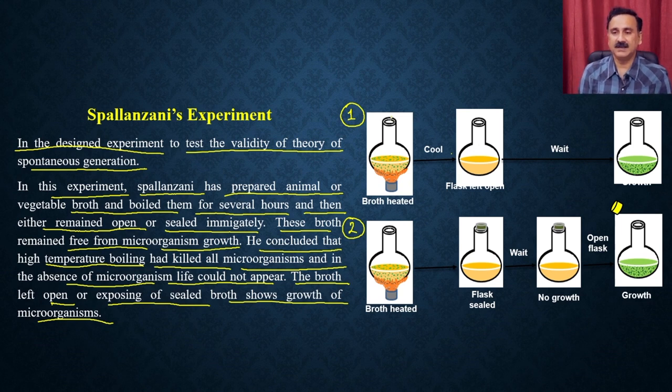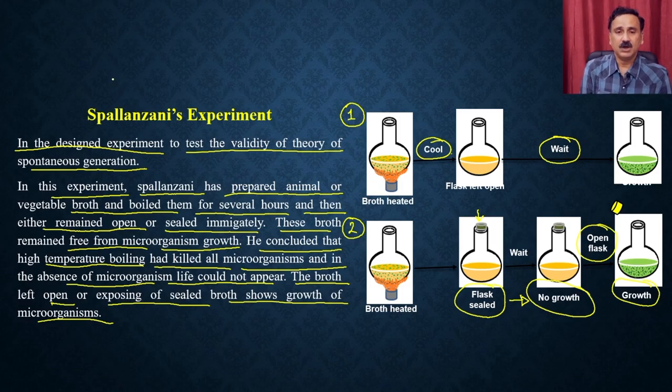And then he kept the flask open and allowed the broth to cool down. After some time, when he waited for a few days or a few weeks, what he found is that there was a growth of microorganisms. Similarly, he did the same thing, but this time he sealed the flask while it was hot. Because of that there was no entry of microorganisms from outside and that is how this flask remained without growth. This demonstrated that for the appearance of microorganisms you require an external source. To prove that, he opened the flask for some days and what he found is that there was a growth of microorganisms.